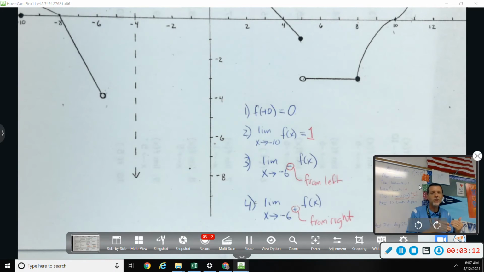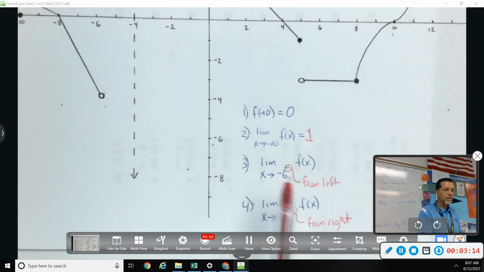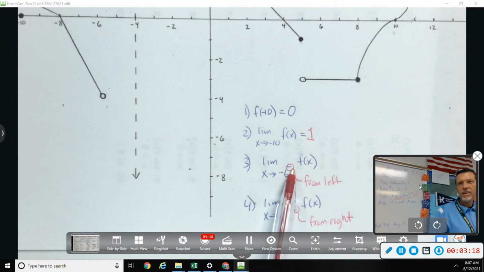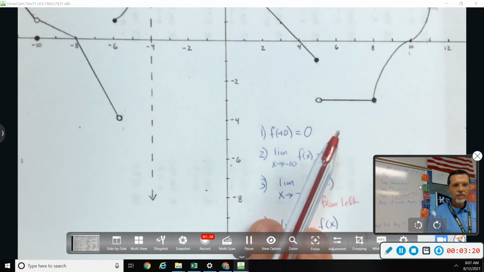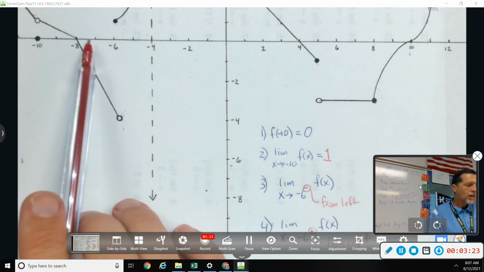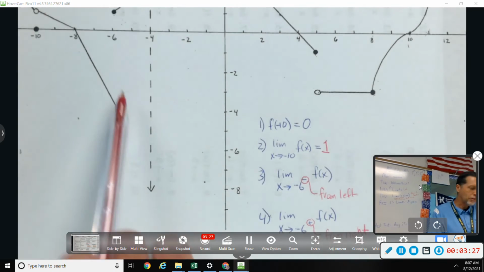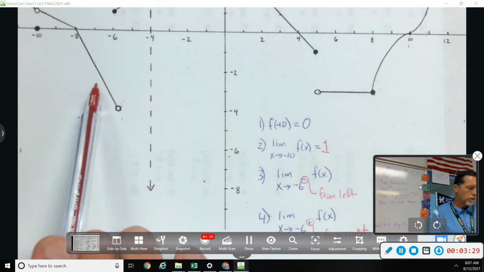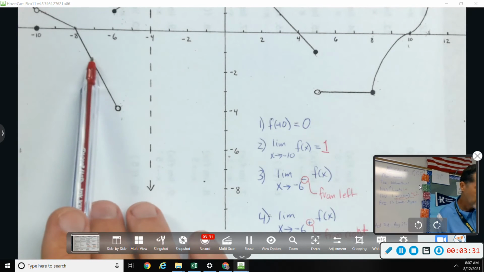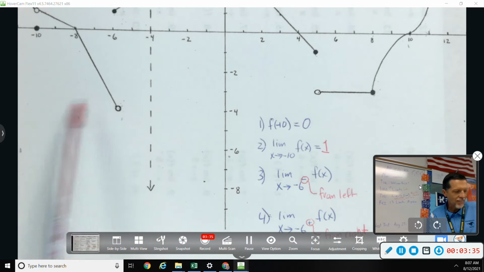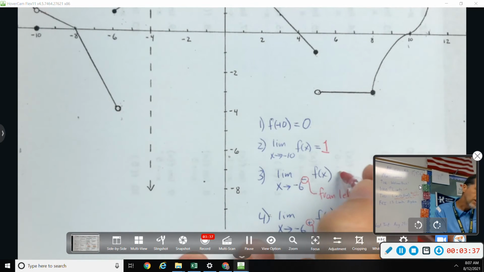I just want to look at, in number 3's case, let's get close to negative 6 coming from the left. So as x gets closer to negative 6, coming from the left, I don't care about what's going on the right. I only care about from the left. So what are we headed toward? What is the function headed toward as x gets closer to negative 6 on the left-hand side? Negative 4.